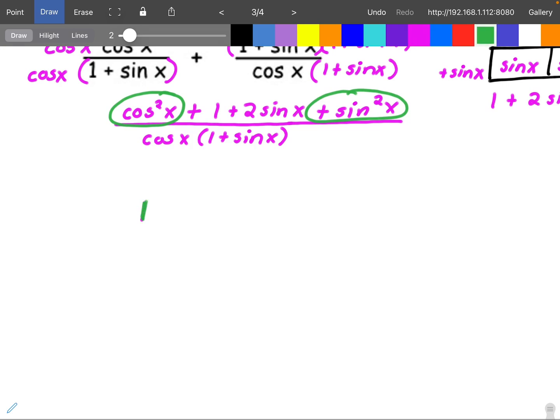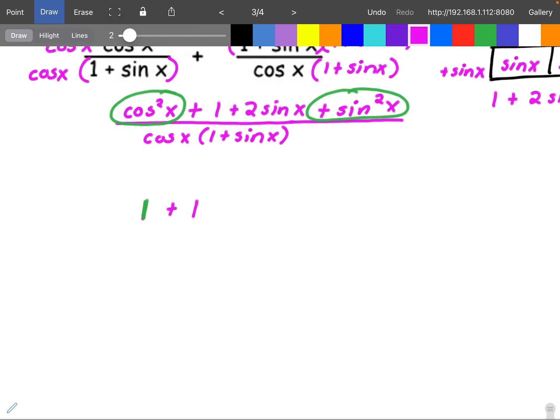And then, let me make that one green. Then you still have all of this as well. So you have plus another 1 plus 2 times sine x. And then that's going to go over my common denominator.